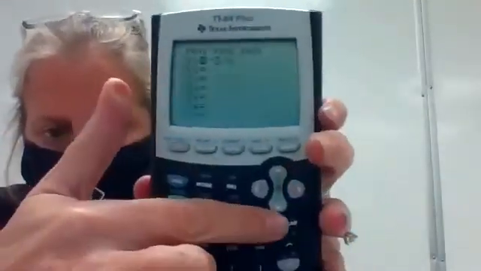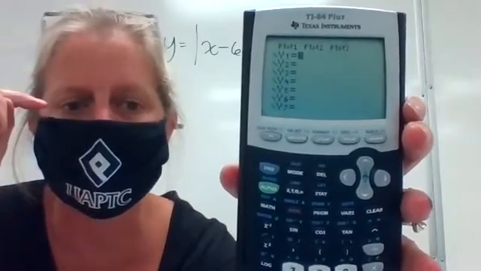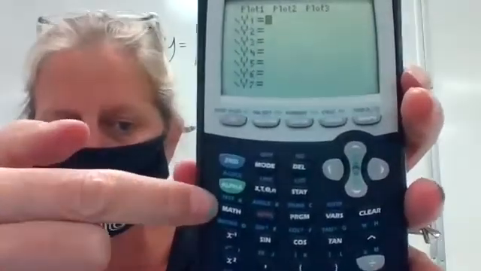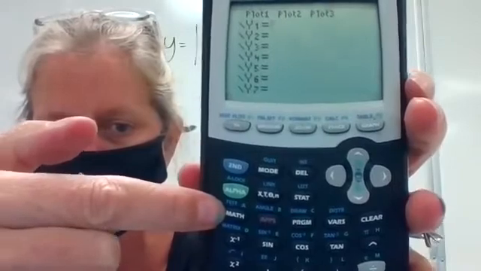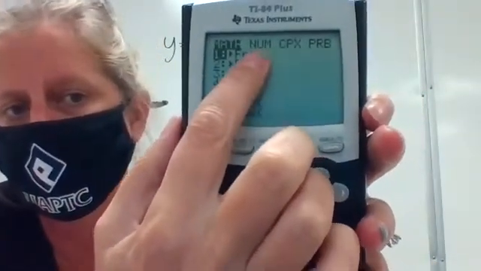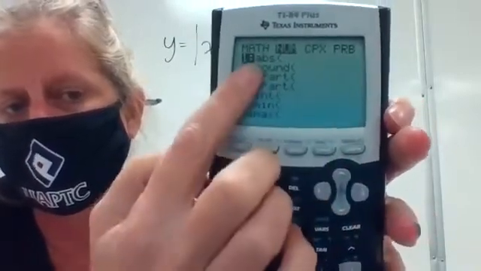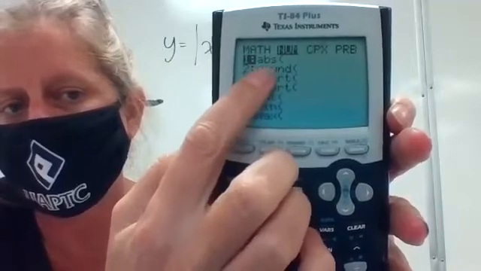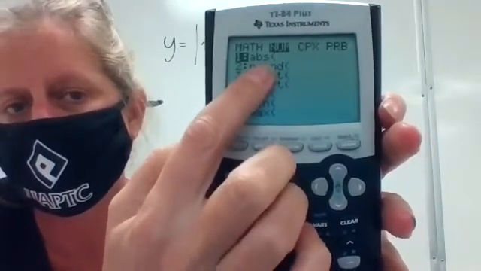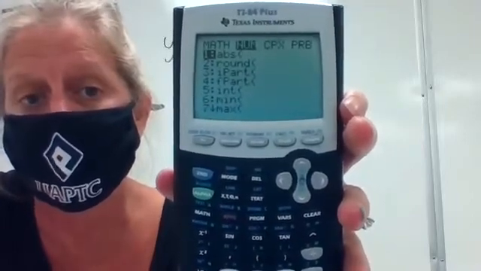So just go to y equals, again, clear. Now, I need to type in those absolute value bars. Where you're going to find those is you're first going to hit this math button. Then you're going to come over here to number. So just hit the right arrow once to get over to number. And the very first thing under that is ABS, which stands for absolute value. So since my cursor is already on it, I'm just going to hit enter right now.